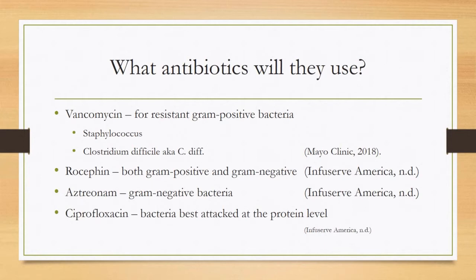What antibiotics will they use? So again, assuming we're in more or less this world, these are the four you're most likely to see thrown in there. Vancomycin, or Vanco, which is used for particularly resistant gram-positive bacteria such as Staphylococcus. You may have heard of MRSA, that's methicillin-resistant Staphylococcus aureus. Definitely used for that rather often, although that has mutated to the point that it is frequently also vancomycin resistant. Clostridium difficile is another one, aka C. diff.